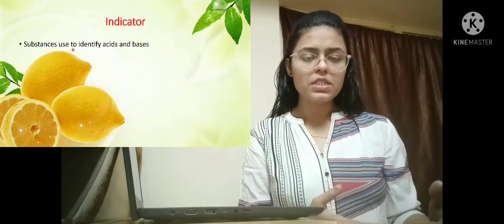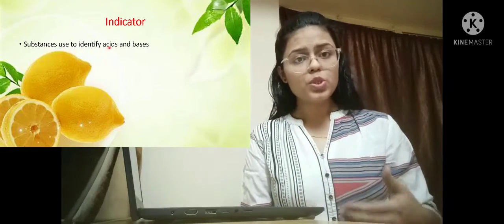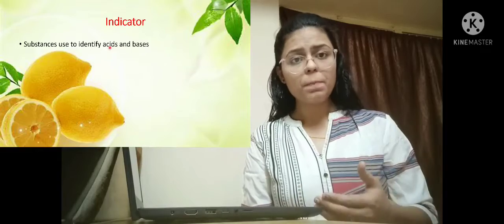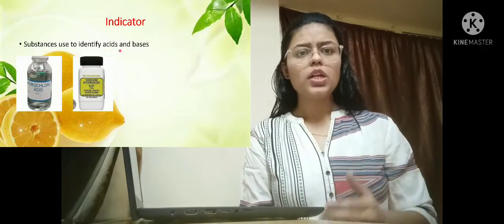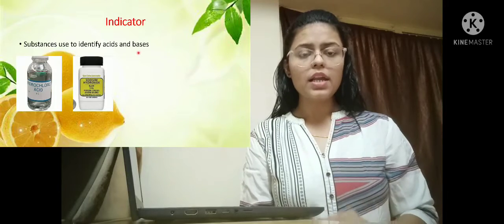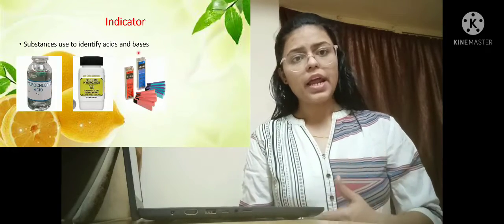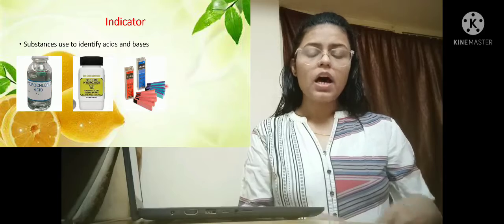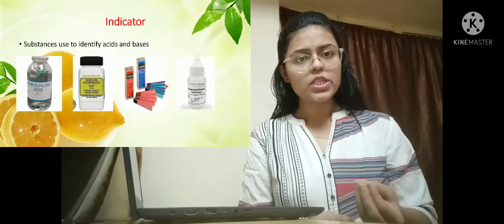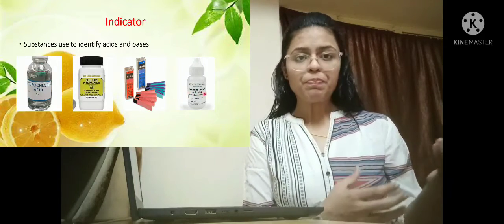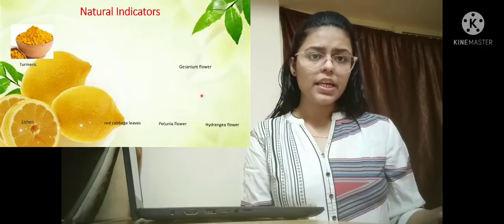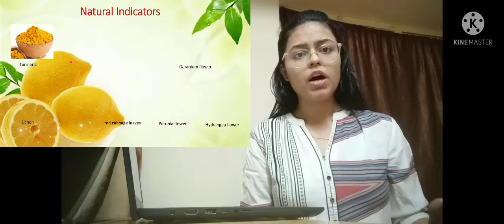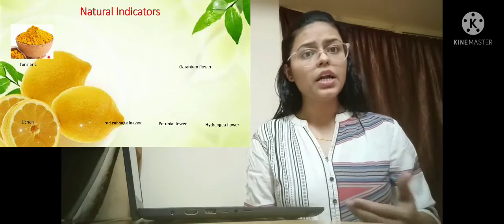Next is indicators. Indicators are the substances which are used to identify which compounds are acidic and which compounds are basic in nature. General indicators which we use are litmus papers. These are red and blue litmus papers. Another indicator which we use in our laboratory is phenolphthalein indicator. There are many natural indicators present in our environment which we see in our day-to-day life.